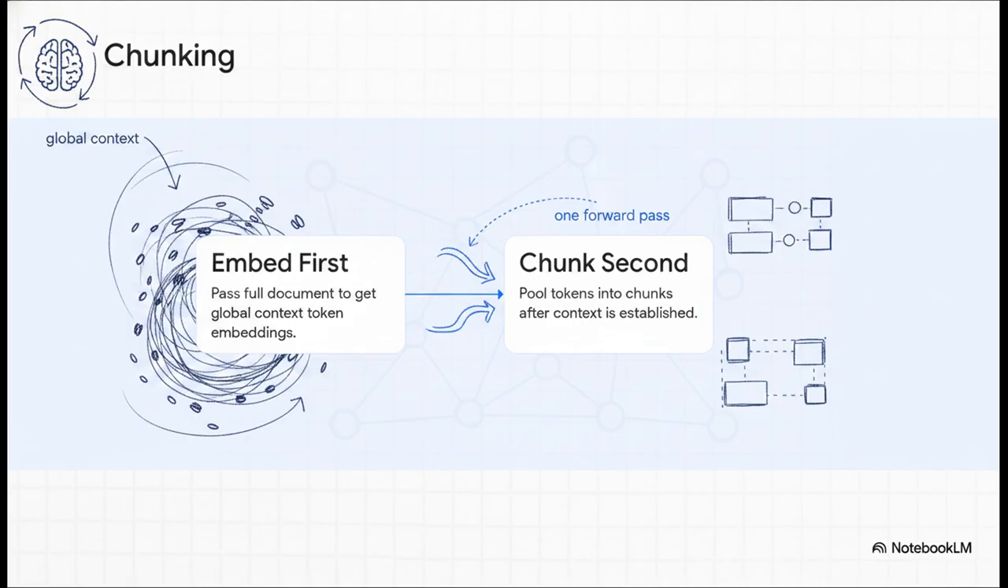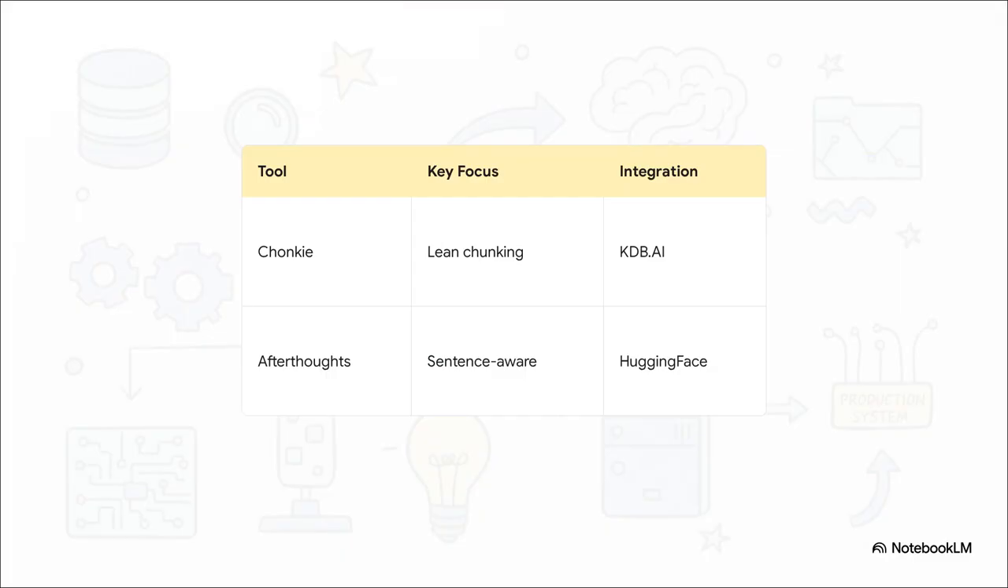Then, step 2, chunk second. You apply mean pooling to the token embeddings to form chunks, but only after the model has established that cross-chunk context. This brilliant little flip ensures that pronouns, references, and all those vital contextual cues are perfectly preserved in a single forward pass. To actually implement this in your stack today, our sources highlight two really powerful tools.